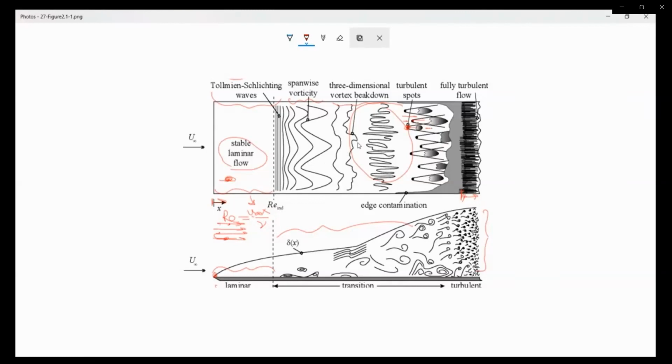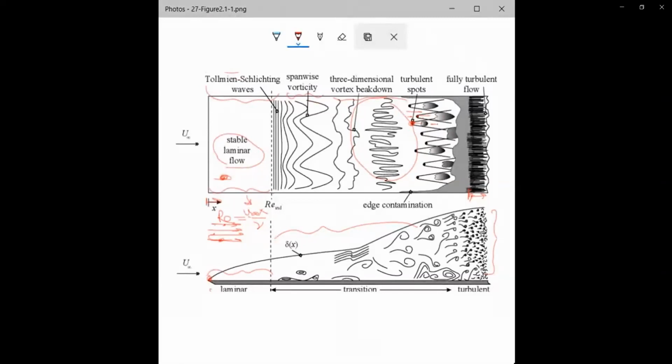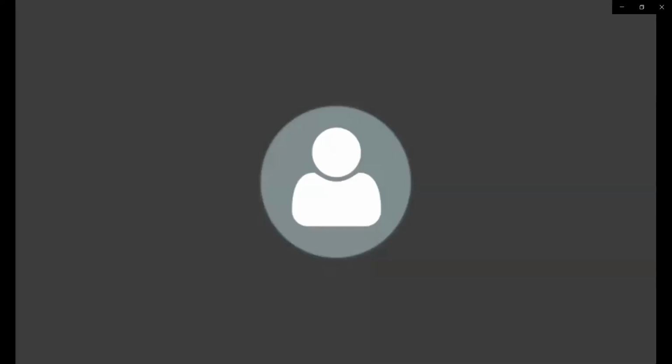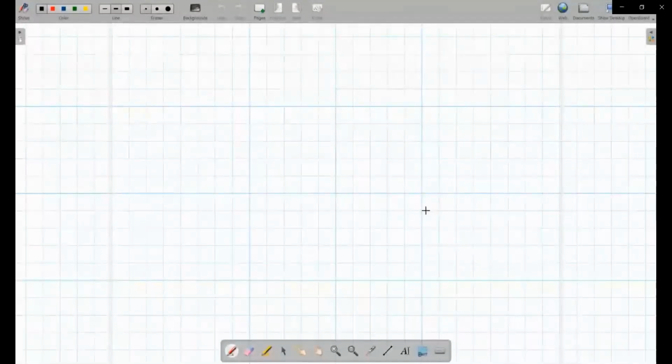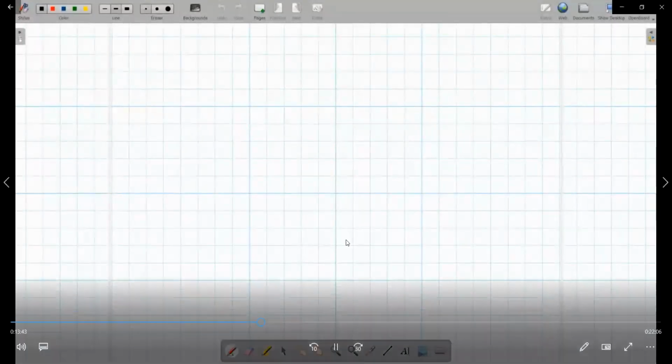I will now switch to my other screen, so just hold on for a second. I will try to share that with you. First I have to stop this and then share my other screen. You should be seeing an empty notebook right now on the screen. Can you see that?